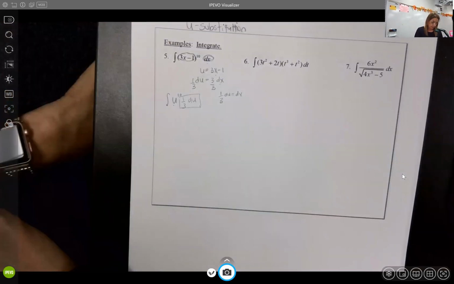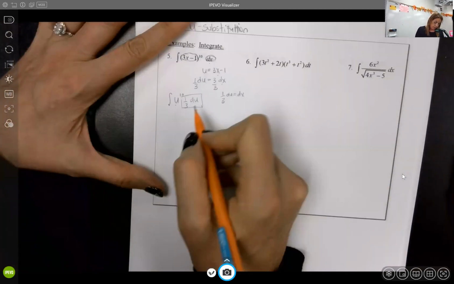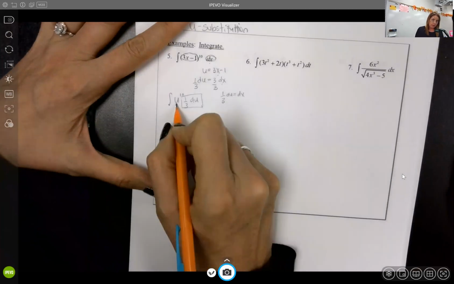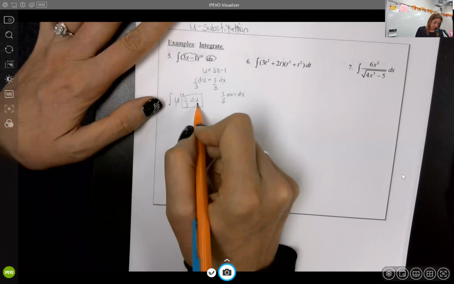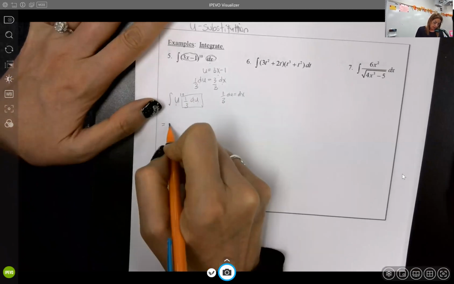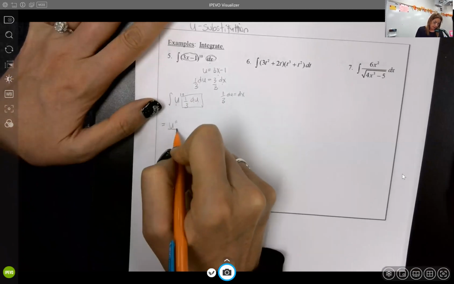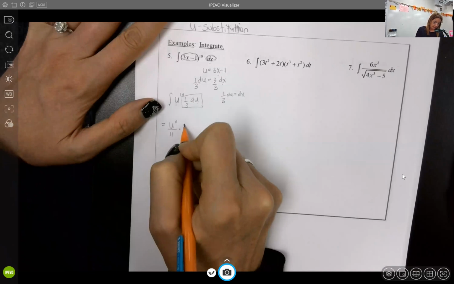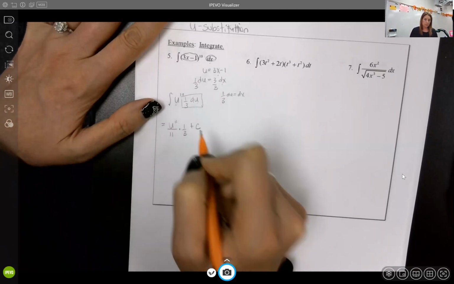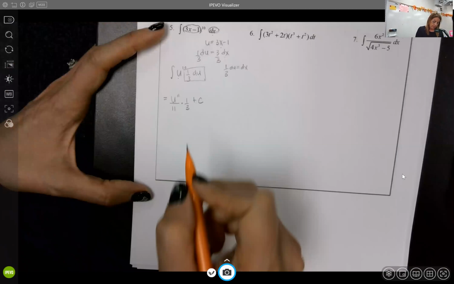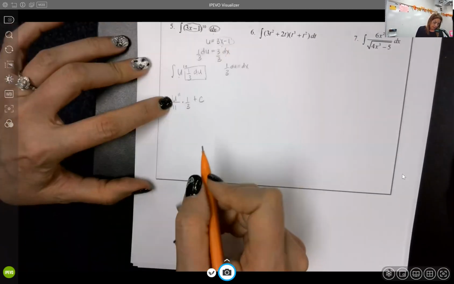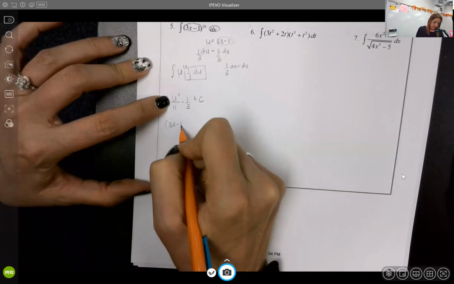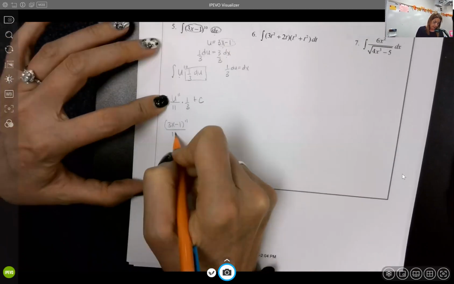Okay? All right, so now we're going to do the integral of u to the 10th with respect to u, so we're good to go. So that's going to be u to the 11th over 11 times 1/3 plus c. Okay, now I replace my u that I had, the 3x minus 1. I'm going to put that back in. So 3x minus 1 to the 11th over 11.